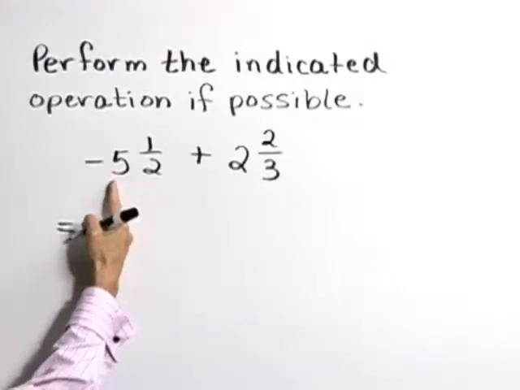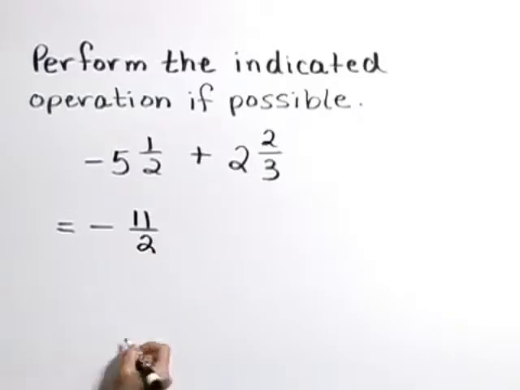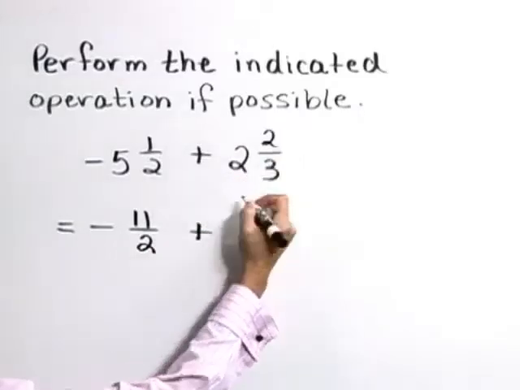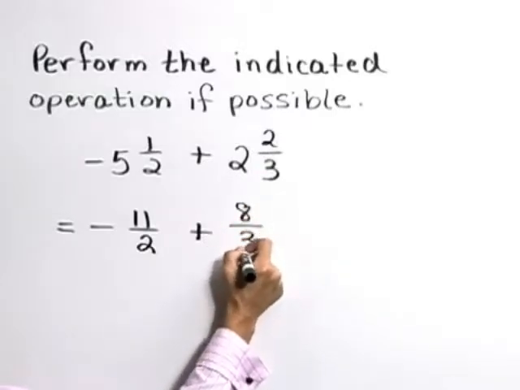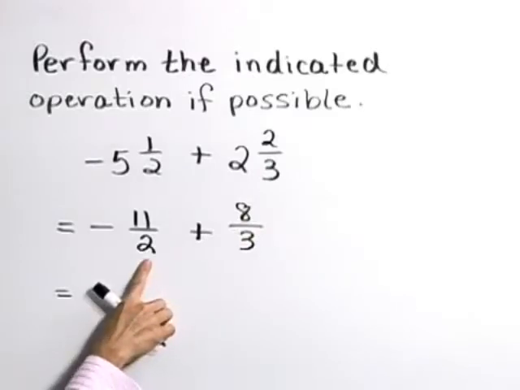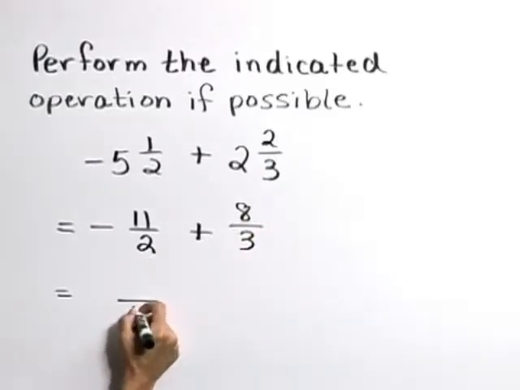2 times 5 is 10, plus 1 is 11. So that's -11/2. 3 times 2 is 6, plus 2 is 8. So that fraction in improper form is 8/3. Now we have denominators of 2 and 3. A common denominator for these is 6.